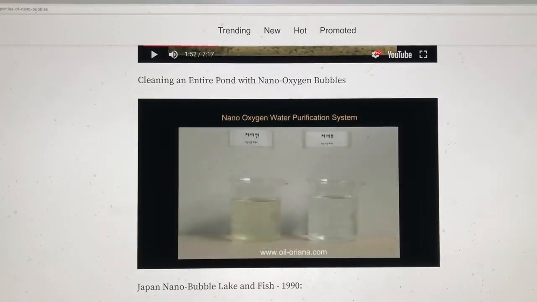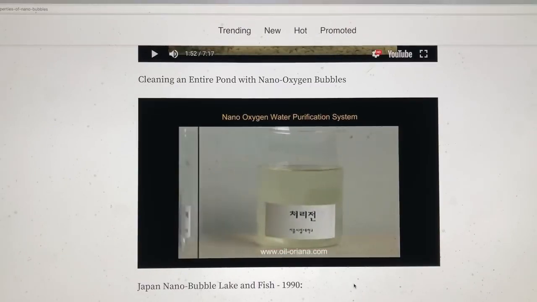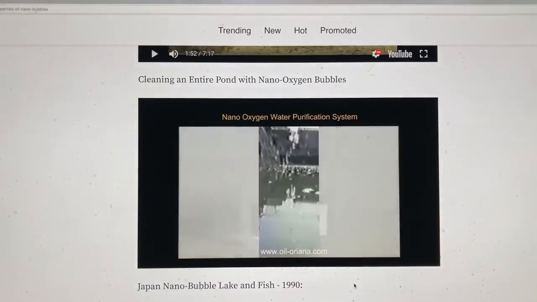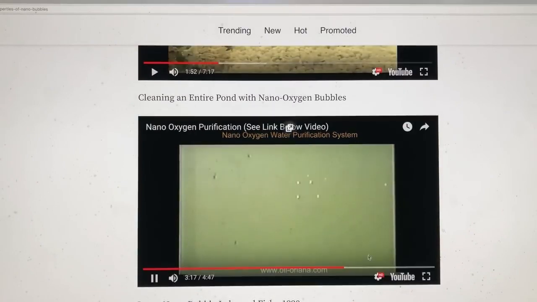And within hours or even within one day, that's extremely impressive. I'm sure that could be helping with potential algae bloom problems and other murky waters.